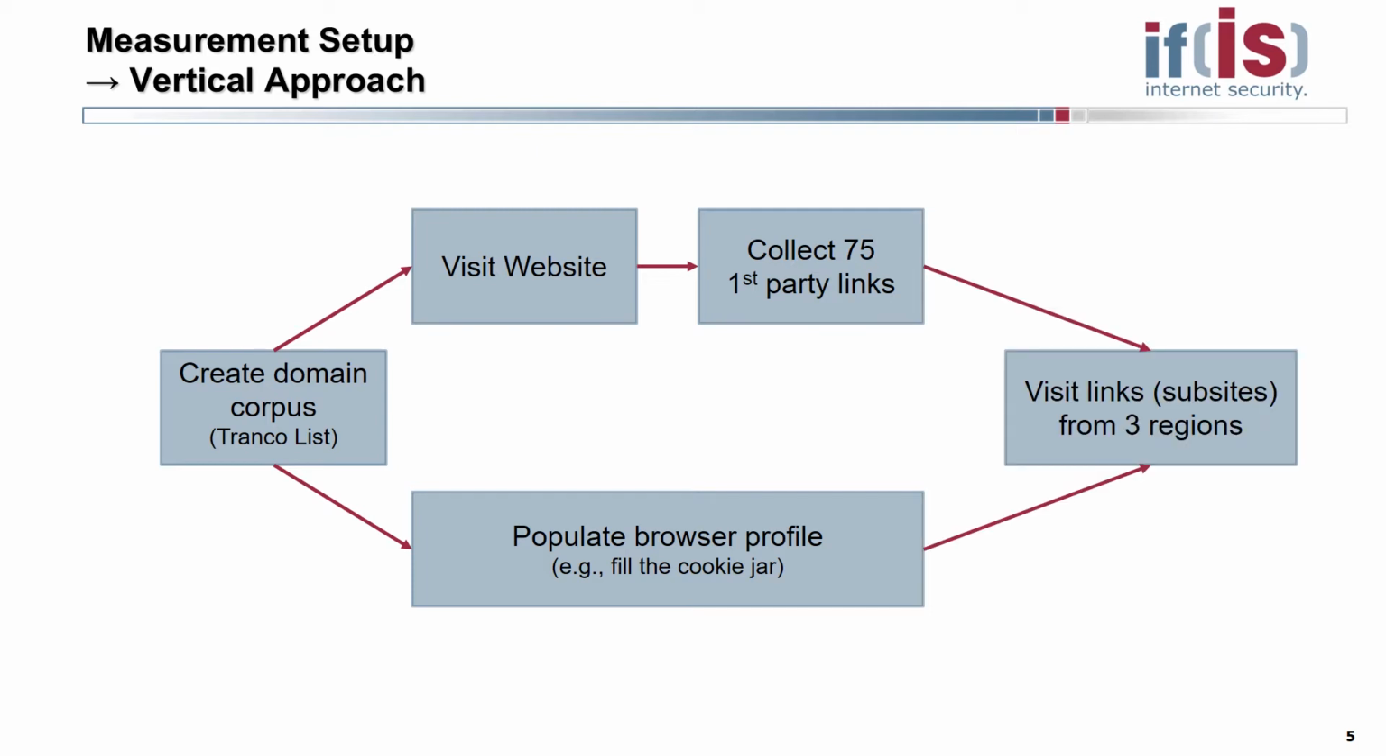Finally, we used OpenVPN to load the browser profile and to visit each collected link. We visit the links from 3 different regions: from the United States, from Germany, and from Japan. In each measurement crawl, we also visited the landing page aside from the subsites.